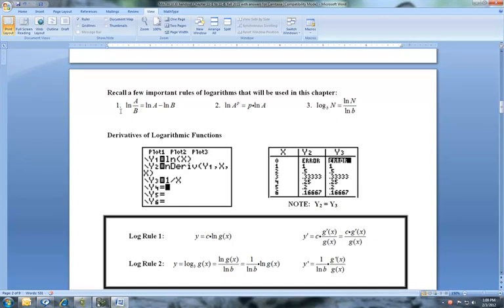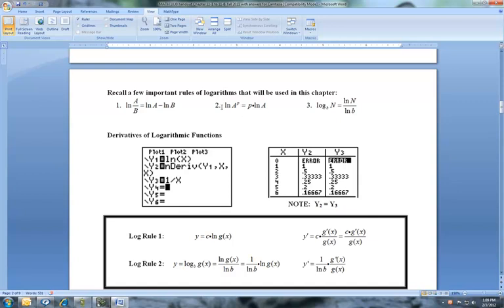Hopefully your derivatives of exponential functions went well. In order to finish out this particular section, we also have to find derivatives of logarithms. Now there's some rules that you've had in your past that I need to talk about because they do come into play. One of those is when you have log of a quotient. If you remember, you can separate and take the log of numerator minus log of denominator. It makes some of the problems a whole lot easier.